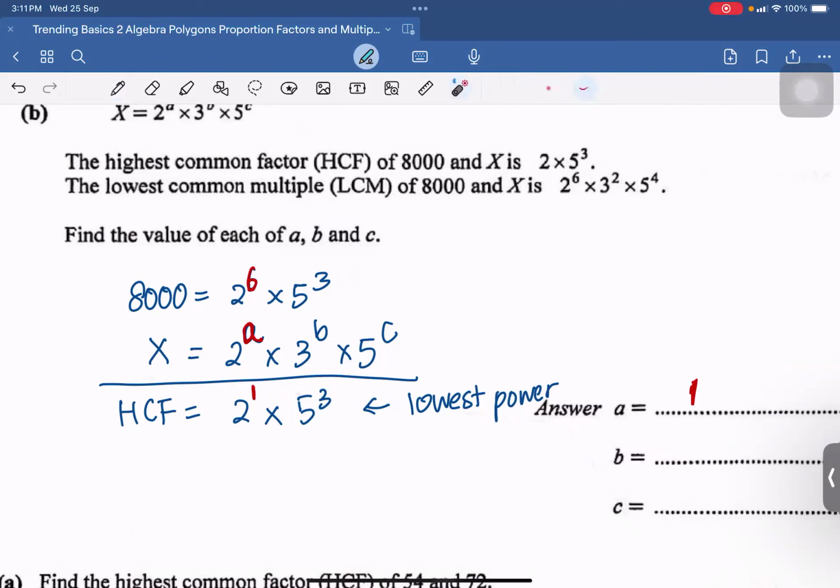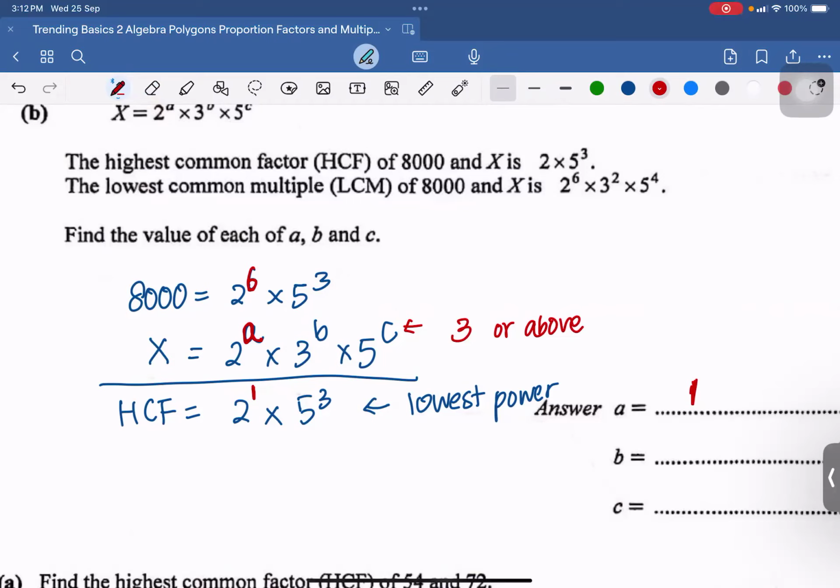Next, they say the highest common factor is 5 to the power 3. So this one is 5 to the power 3. That means C is minimally at least 3 or above, or larger than 3, because they say common factor, right? So this power C is 3 or above.